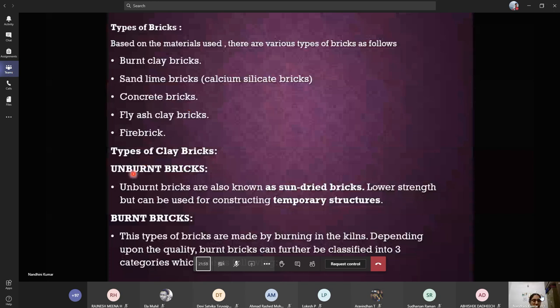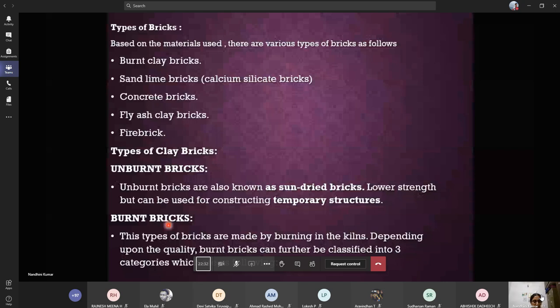The types include unburnt bricks. For clay bricks, we go for unburnt and burnt bricks. What are unburnt bricks? They are also known as sun-dried bricks. Lower strength can be obtained, so they are mainly used for temporary structures, not for permanent structures. Because sun-dried bricks are dried only on the surface, the internal clay content will be wet, so it will not bear proper strength.